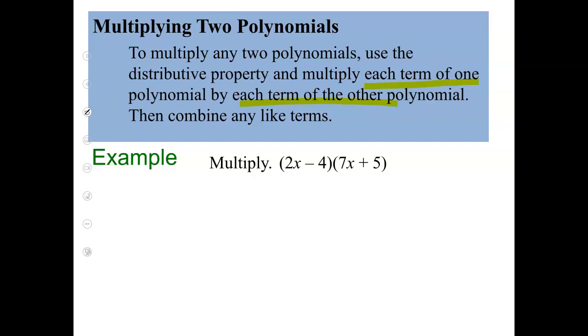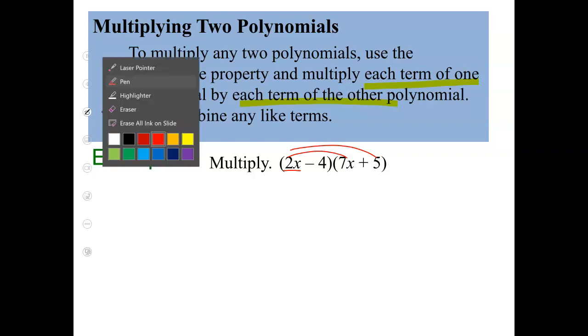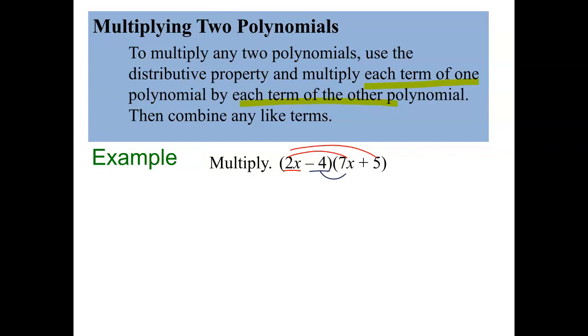So I'm going to take this 2x, and that 2x is going to be multiplied by everything in the other polynomial, the 7x and the 5. I'm also going to take the negative 4, and I'm going to multiply it by 7x and 5. So everything in the first gets multiplied by everything in the second.